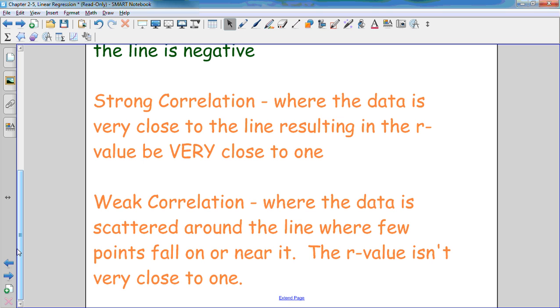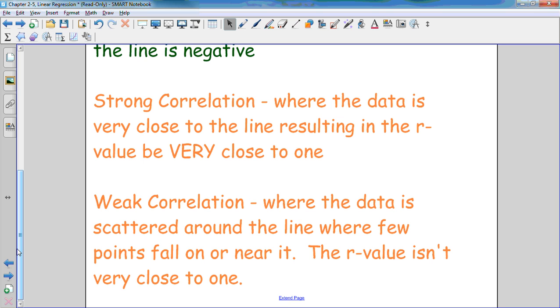Strong correlation and weak correlation. If I tell you, give me the correlation, you're going to say strong positive, weak negative, strong negative, weak positive, whatever. You're going to use those two words. Now, strong is when your R value is very close to 1. It's like 0.963, point whatever. Weak correlation is when it's like 0.7. That's not very close. We're looking at numbers between 0 and 1. You want to get as close to 1 as you possibly can. The closer it is to 1, the stronger your line, the stronger your correlation.